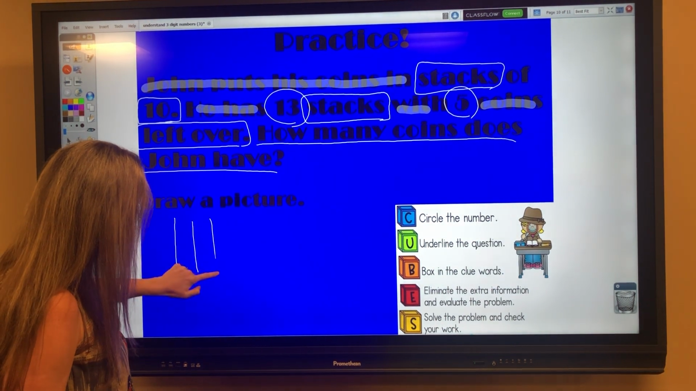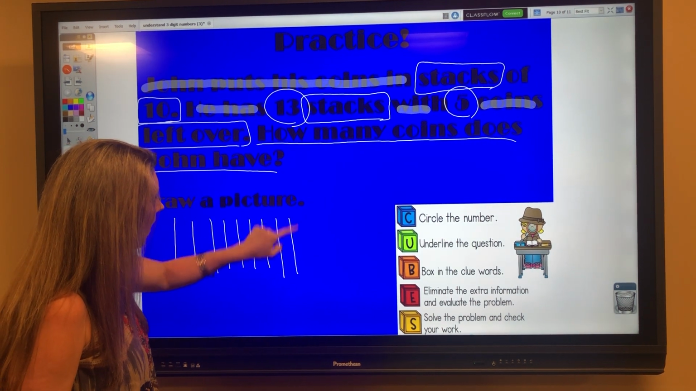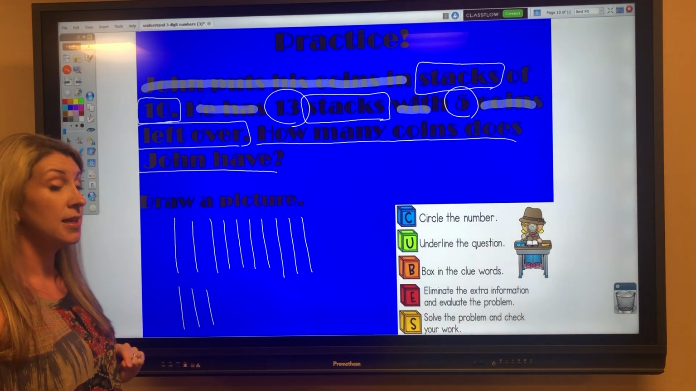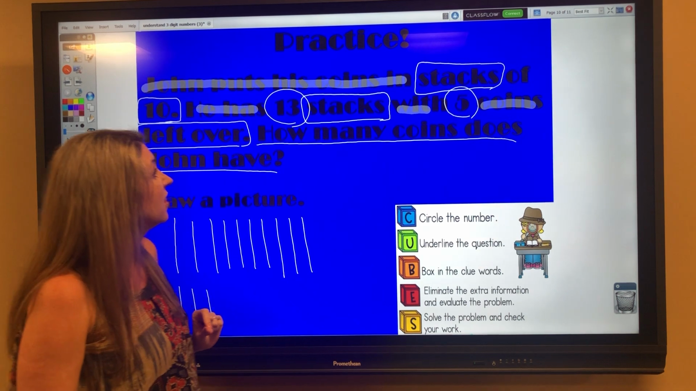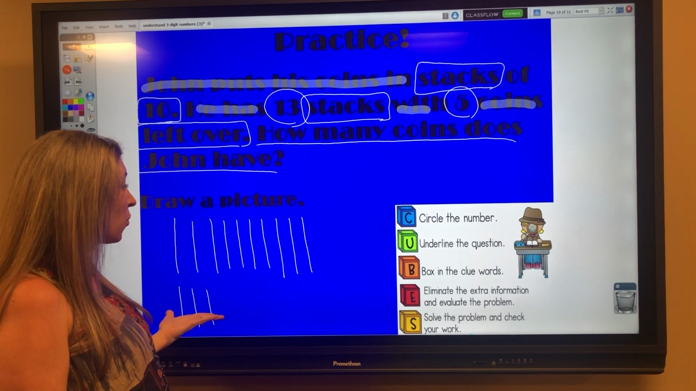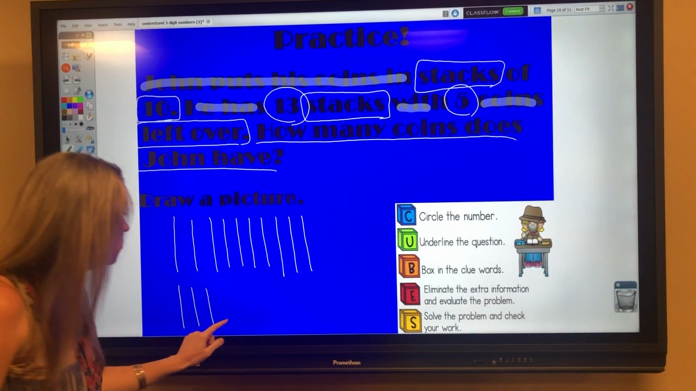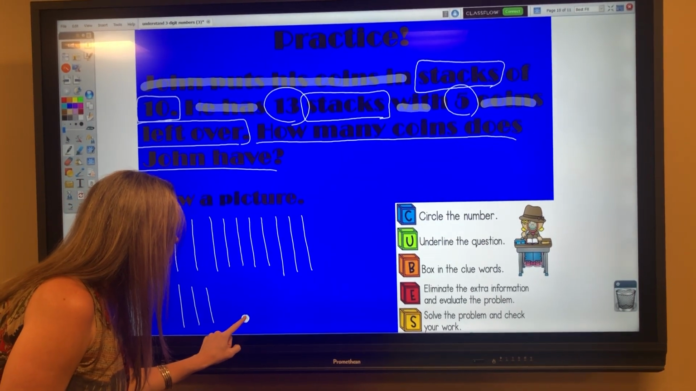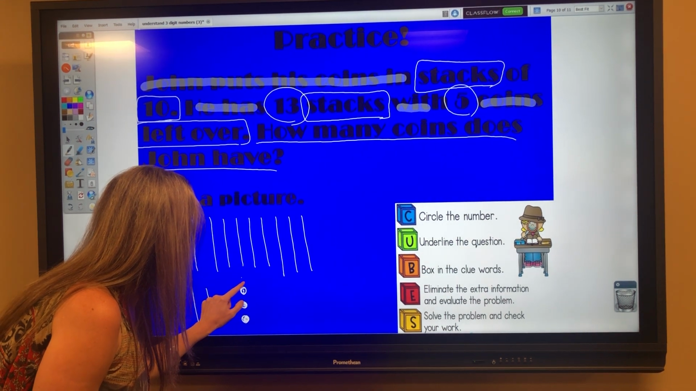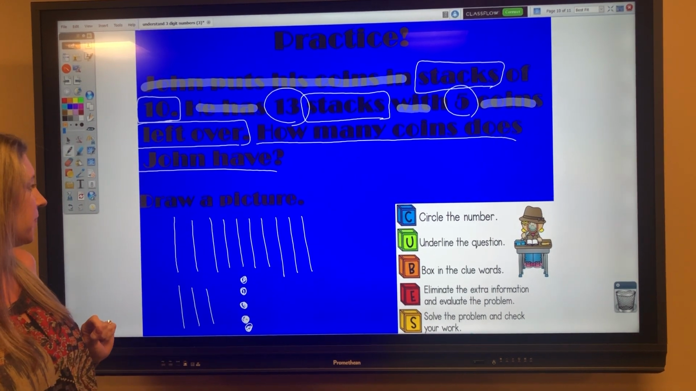1, 2, 3, 4, 5, 6, 7, 8, 9, 10, 11, 12, 13. That's a lot of 10s. With 5 coins left. Well, if there's 5 coins left, those 5 aren't in stacks. So I'm going to represent those by little ones, or you could say these are bits. 1, 2, 3, 4, 5.